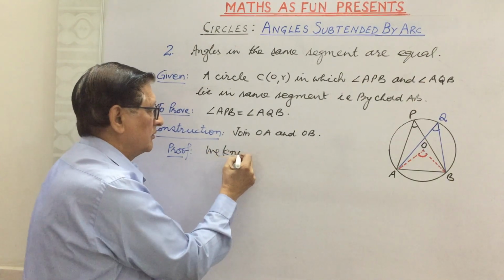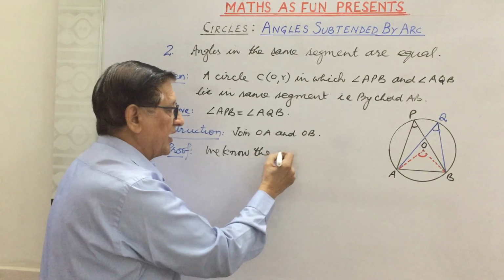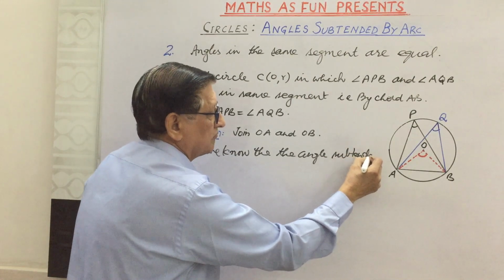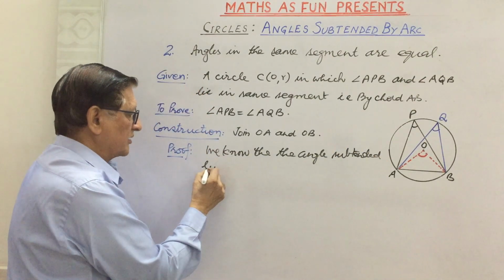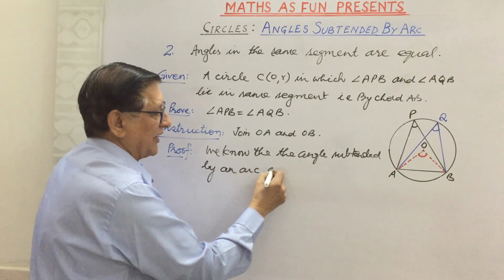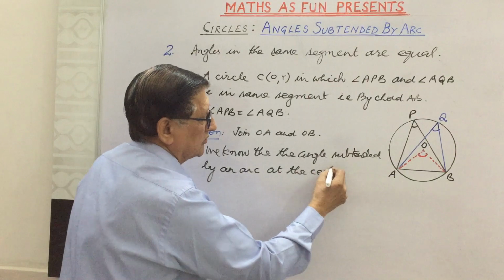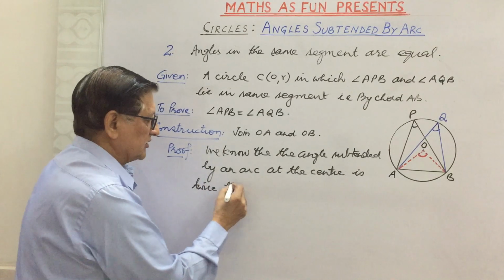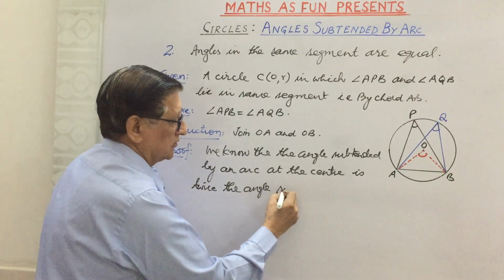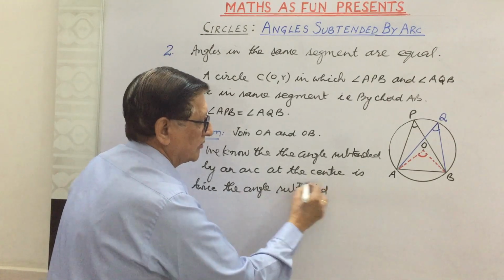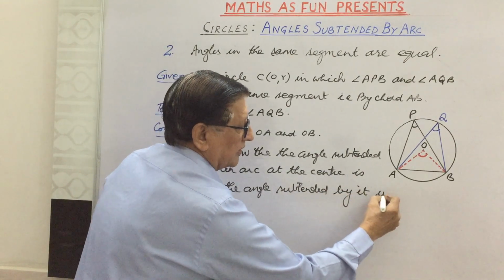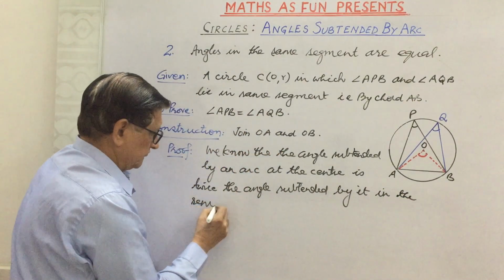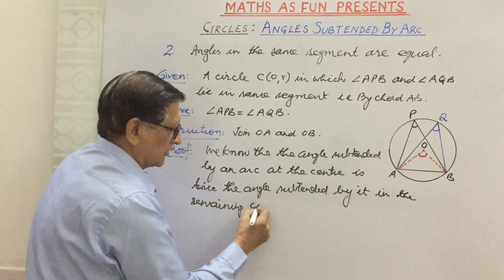that we know that the angle subtended by an arc at the center is twice the angle subtended by it in the remaining circumference.